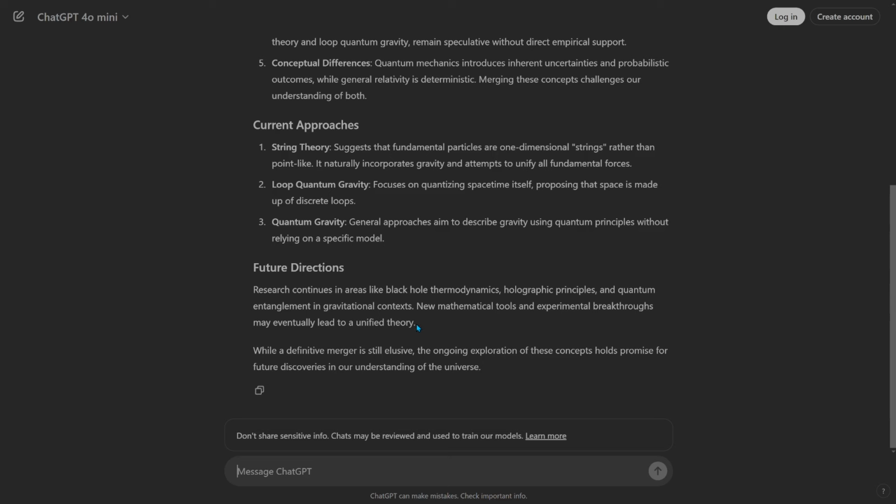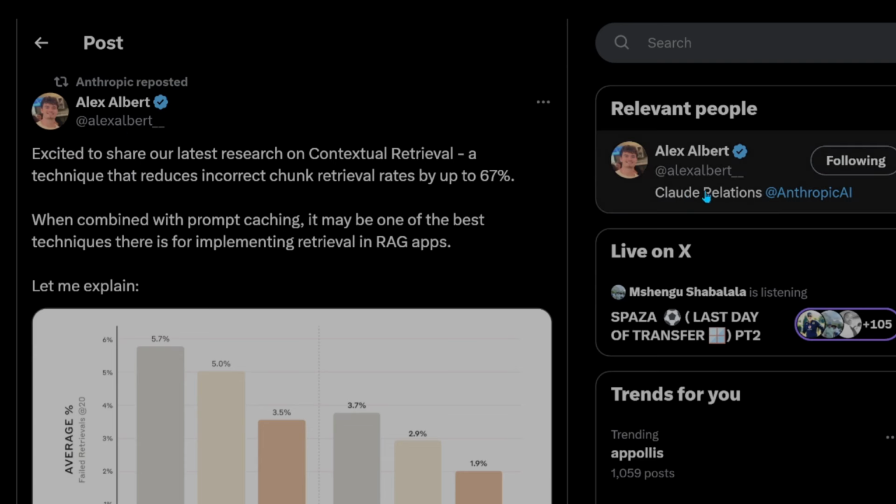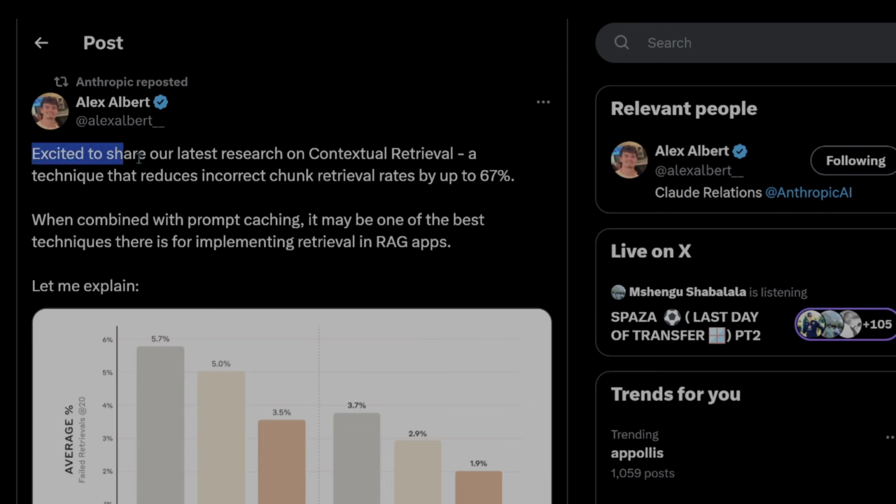Now, in other news, Anthropic has released a new way to be more accurate regarding RAG, which is Retrieval Augmented Generation, announced by one of their guys working on Claude. So they use something called Contextual Retrieval. So it makes sense if you think about it. And it actually decreases error by 67%.